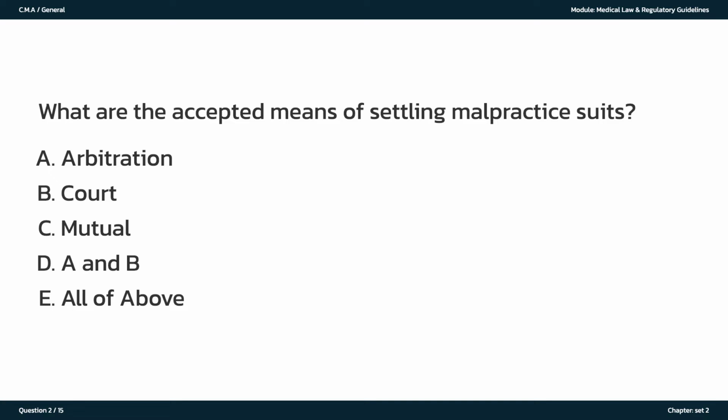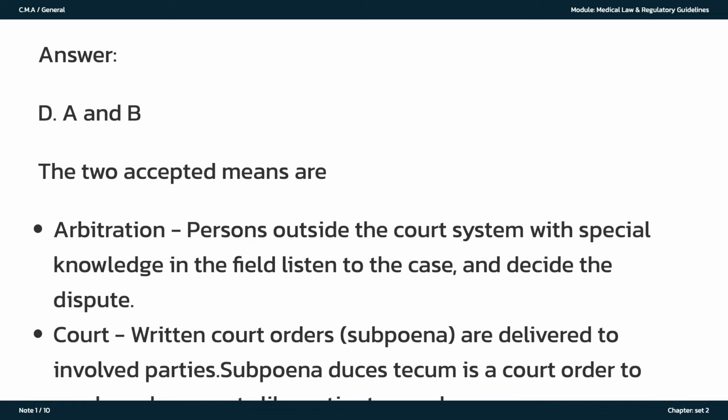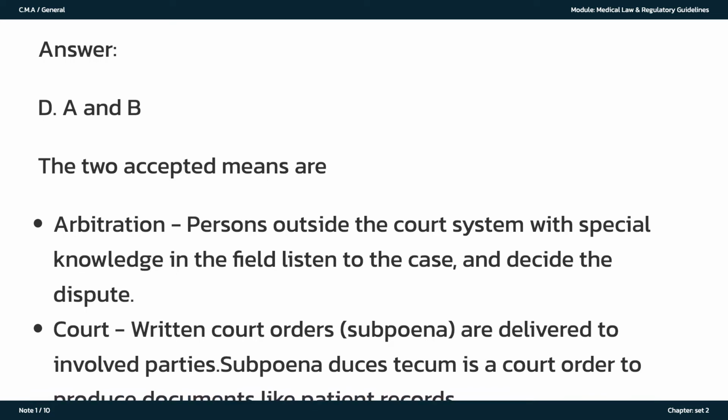What are the accepted means of settling malpractice suits? A. Arbitration. B. Court. C. Mutual. D. A and B. E. All of above. The answer is D. A and B.